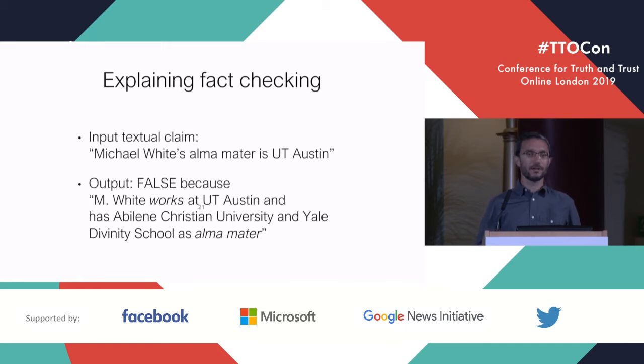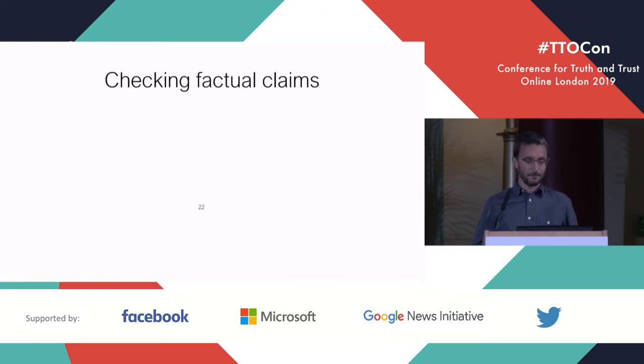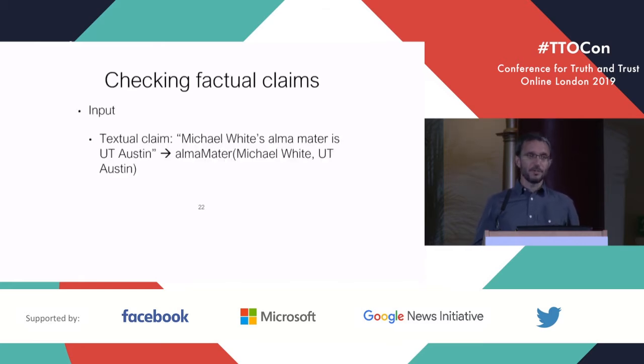Those are weaker signals, but when you combine them, they provide insight into the things you have to consider to understand why this is false. So how do we do this? Getting a bit more precise, our system for now is limited to claims that are expressed as one fact that looks like a predicate, stating that the alma mater for Michael is UT Austin. This triple expresses the relationship between a subject and an object.